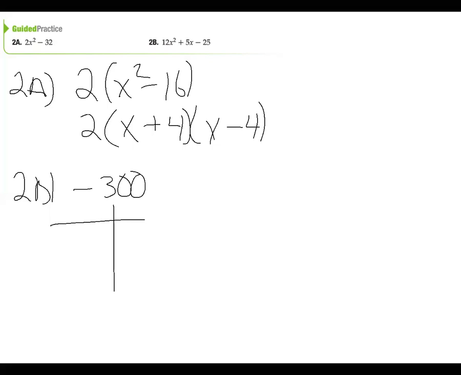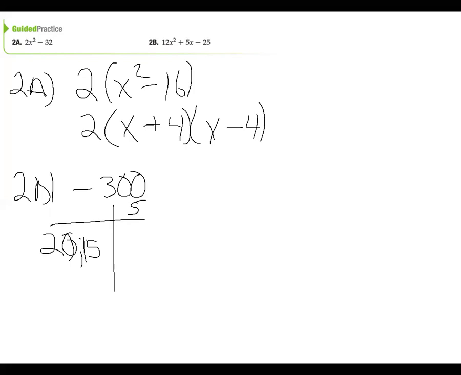Okay. So since the number is negative, I'm going to have 1 positive factor and 1 negative factor. And since the sum has to be positive 5, I know that the bigger factor has to be positive. So I could do 20 and 15, and the 15 would have to be negative. Okay? So I got that pretty quick because I kind of knew what the answer had to be. You know, you might have to go through several factors of 300 in order to get it.